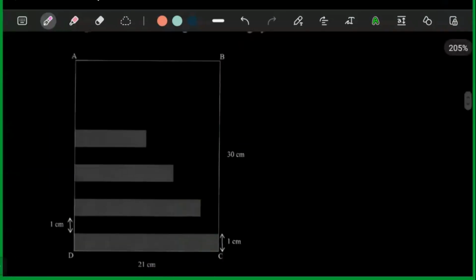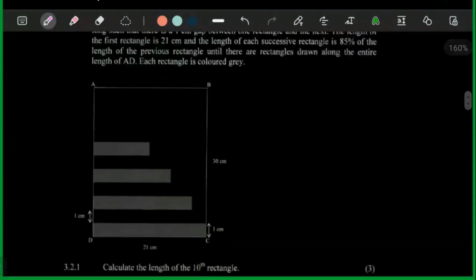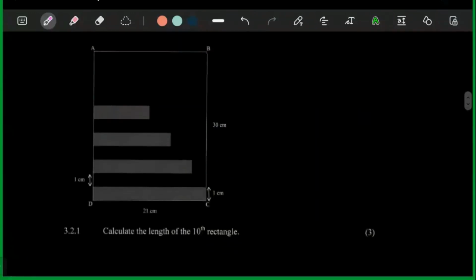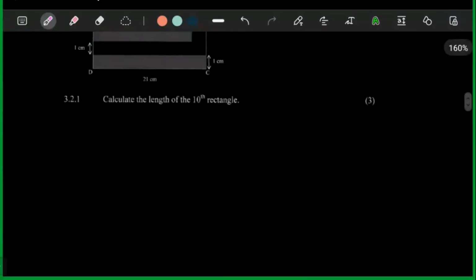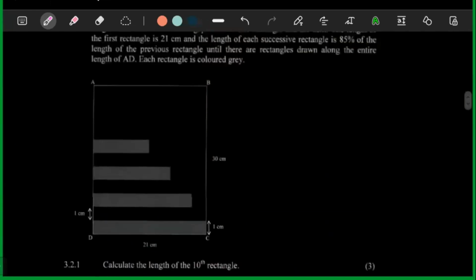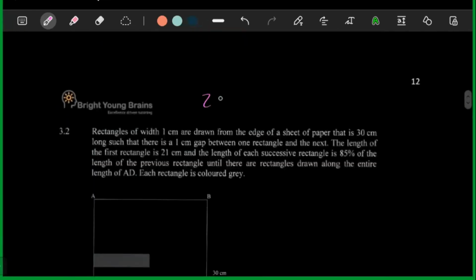So since this is a sequence question, you already want to think of this as some kind of geometric sequence. If it says calculate the length of the 10th rectangle, what you want to think to yourself is this is just geometric. So you have Tn is equal to A times R to the power n minus 1. In this situation, A is obviously 21. Your value of R is equal to 0.85, because for you to get something that is 85% of 21, you have to multiply by 0.85 to get the next one. And then you keep multiplying by 0.85.